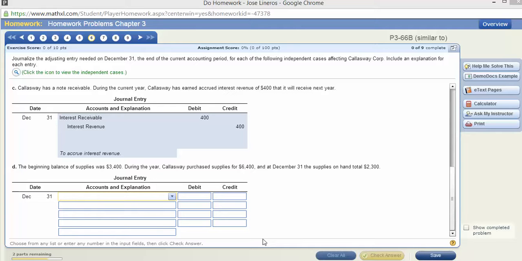Okay, everyone, let's do supplies. We're going to adjust for supplies. You will notice some patterns that repeat in accounting that you can use to your advantage. Supplies is an asset, right? It's an asset account. It's got a normal debit balance.